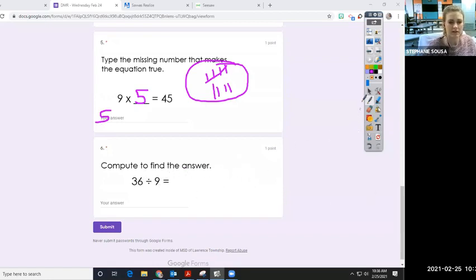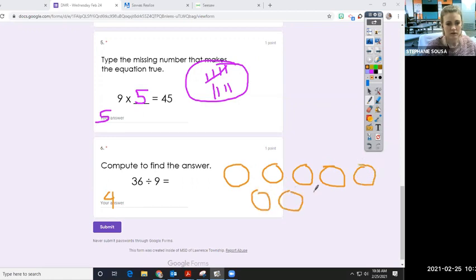Compute to find the answer. 36 divided by 9. Again, I could use my 9s trick until I get 3 tens and 6 ones. 1, 2, 3, 4. 3 tens, 6 ones. That was my 4th finger. Or I could draw some 9 groups. 5 groups, 6 groups, 7 groups, 8 groups, 9 groups. And I could put 1 item in each group until I get to 36.